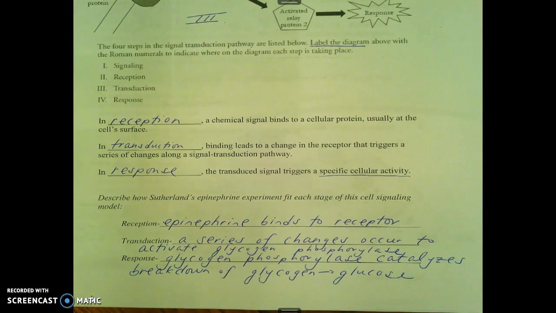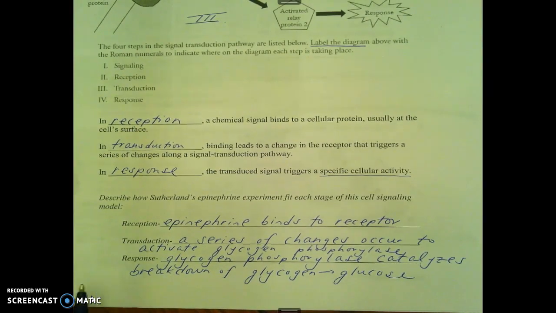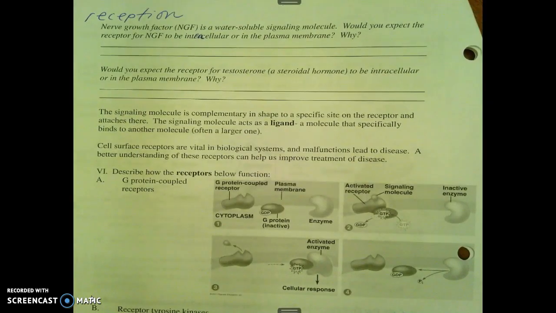Again, even though different cells talk about different things, this theme of reception, transduction, and response is incredibly common across lots of different types of cell communication pathways. Here we saw epinephrine binding, a series of changes to activate the enzyme, and finally, the enzyme catalyzing the breakdown of glycogen into glucose. Next, we're going to look in more detail at reception.